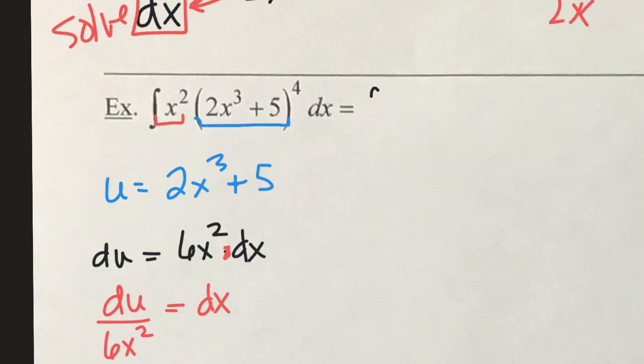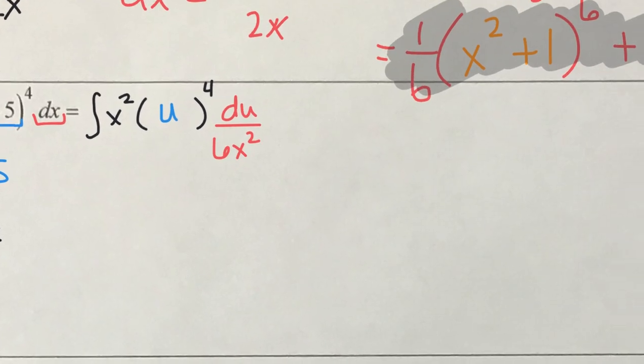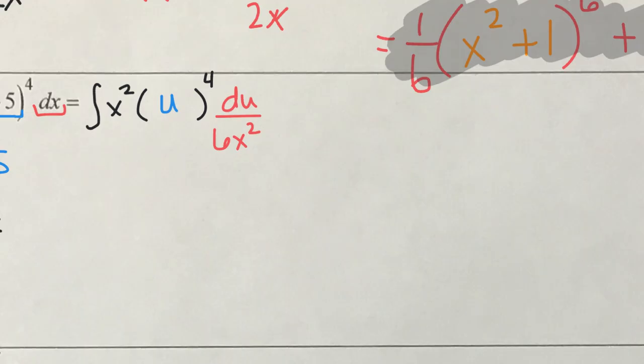Okay, so let's go back and see. We have the integral of x squared times, in this case, u to the 4th power. And instead of dx right here, I'm going to put du over 6x squared. So I've done my u substitution. I have substituted my equation with the letter u, and now let's see what I can divide out. How can we simplify? x squared simplifies with x squared. Then this 6 becomes a 1/6 product.